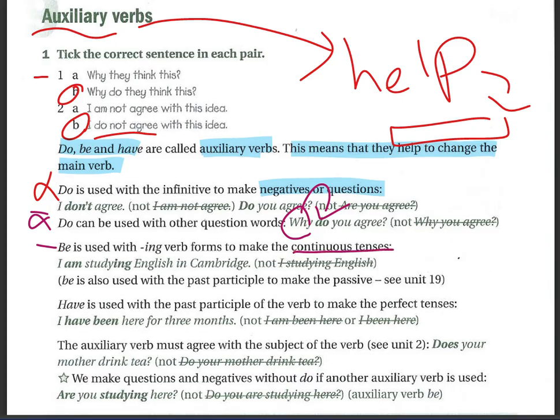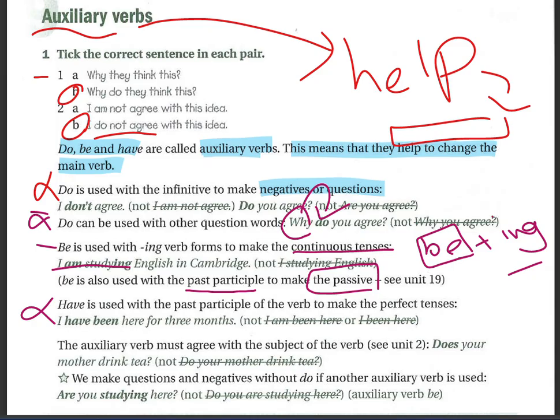So here, be is used with the -ing form of a verb, present continuous. I'm studying English in Cambridge. Be is also used with the past participle to make passive. If you want to know more about passive, you can watch my video, in which I totally explained passive.